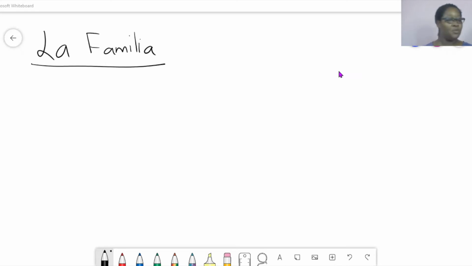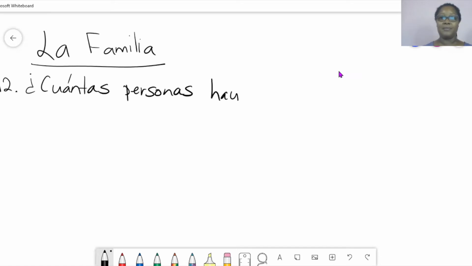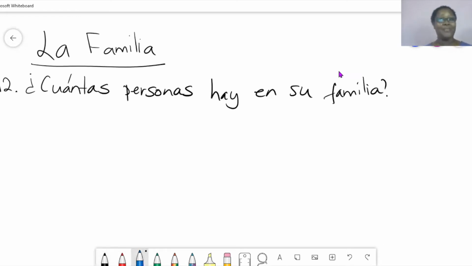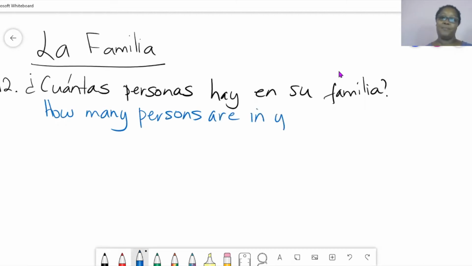Let's get into it. So, pregunta número 12, La Familia. Our first question is, ¿cuántas personas hay en su familia? And there are so many cognates here. I mean, it's pretty easy to figure out what this question is asking. How many persons are in your family? And this is a very easy question to answer.